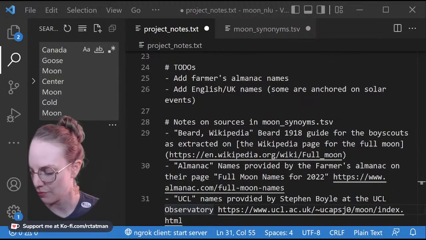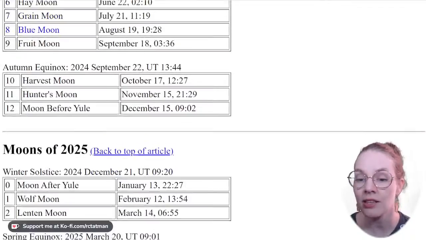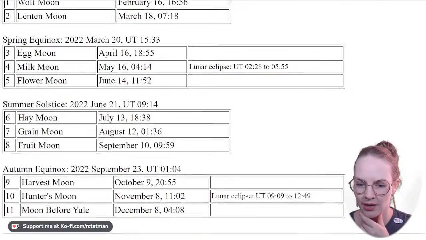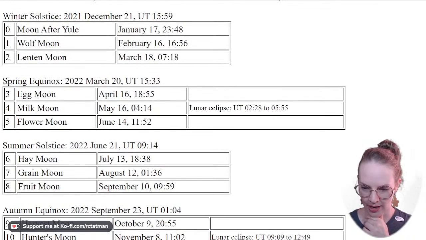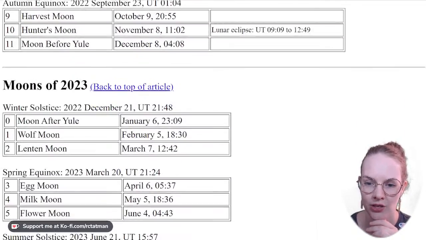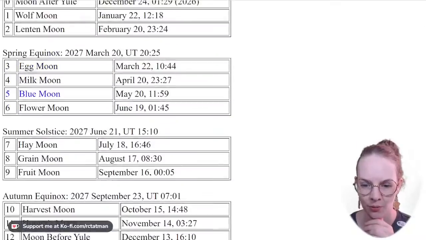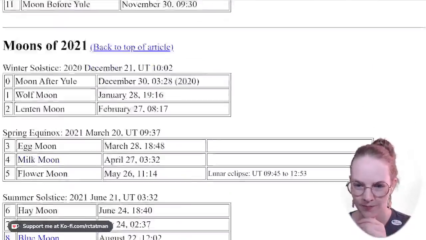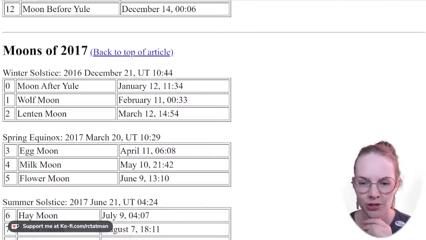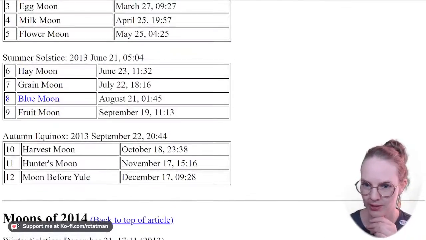Right, so if we pop back to that, let's look at this year. Let's look at 2022, right? So we have no blue moons. The moon before Yule here occurs in December, and the moon after Yule occurs in January. Does the moon after Yule ever occur in December, or will it in the nearish future? Because if the moon after Yule always occurs in January, then I don't really need to worry about it. Or like almost always.